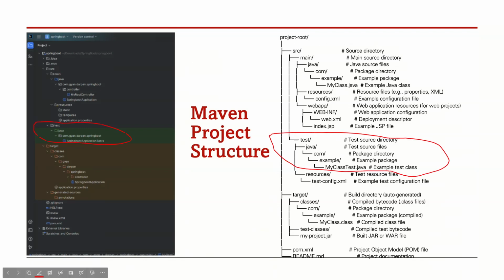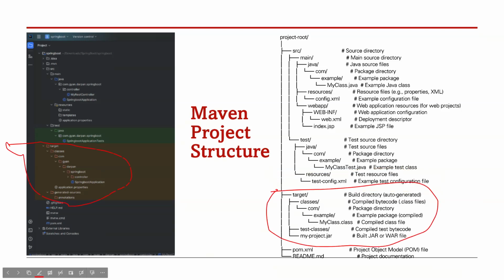src/test/java. Test source code goes here. Unit tests, integration tests, and other types of tests are placed in this directory. src/test/resources. Test-specific resources such as configuration files or test data. target. This directory contains all generated output when you build the project. It includes compiled classes, test classes, and the final packaged artifact, jar or war file.